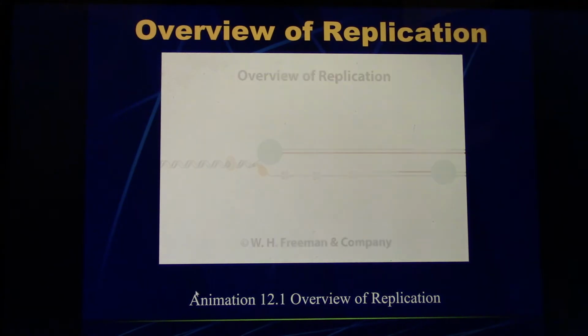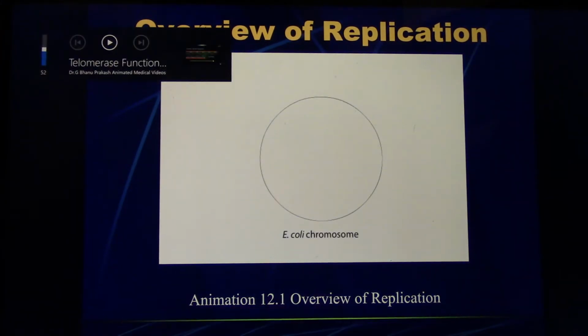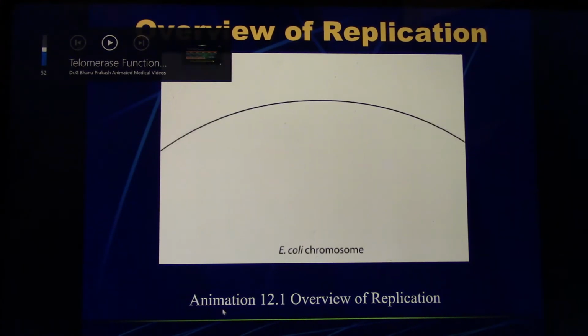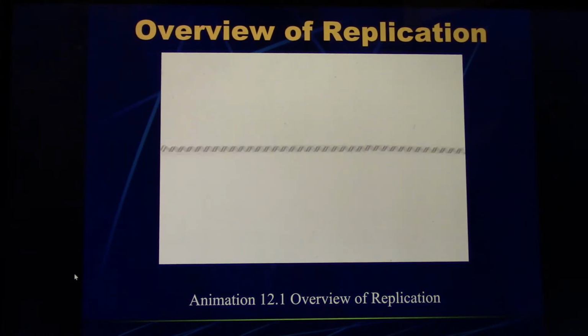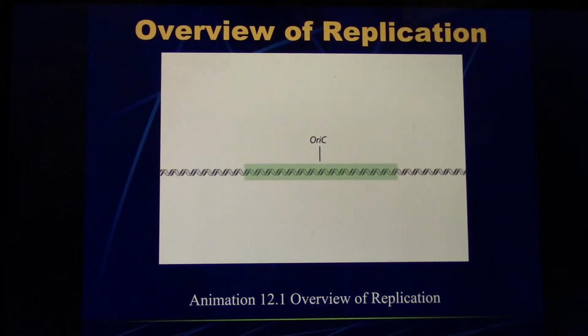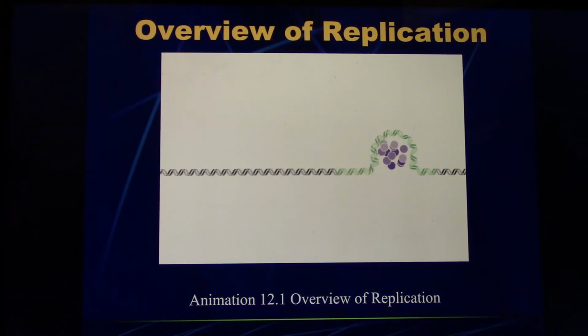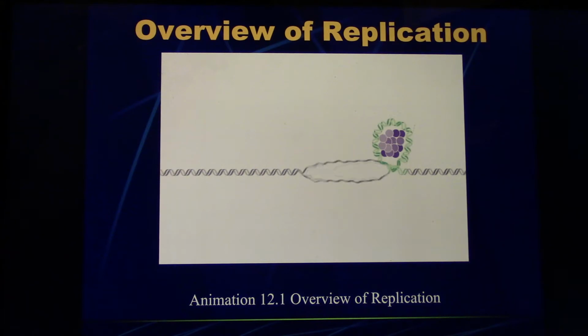Do I get sound? The initiation of replication requires a particular DNA sequence called the origin. This sequence is called ORIC in the E. coli chromosome. A protein called the initiator protein binds to ORIC and causes the DNA to unwind. Unwinding requires several proteins. The most crucial are DNA helicase, which breaks the hydrogen bonds that hold the two DNA strands together.